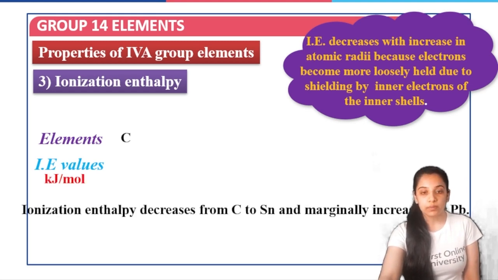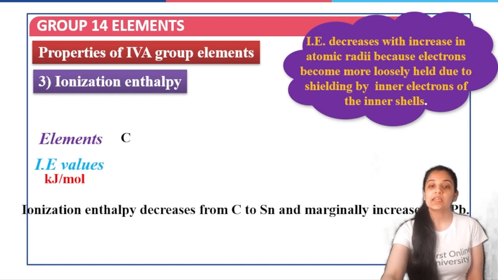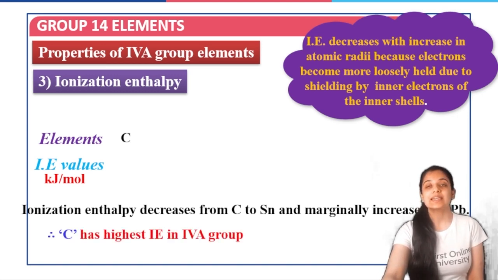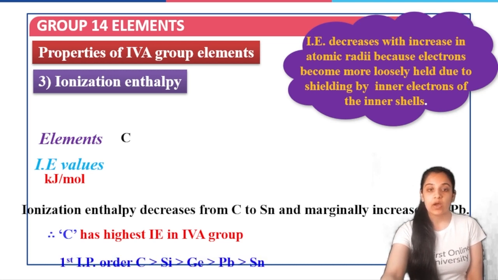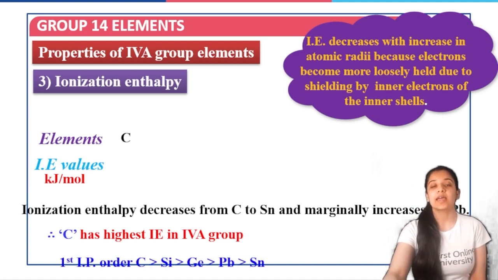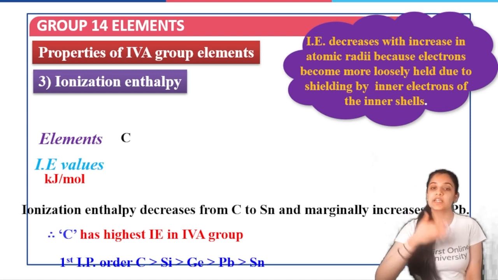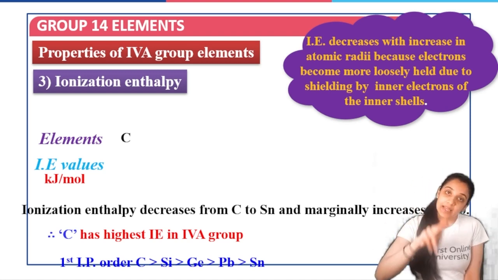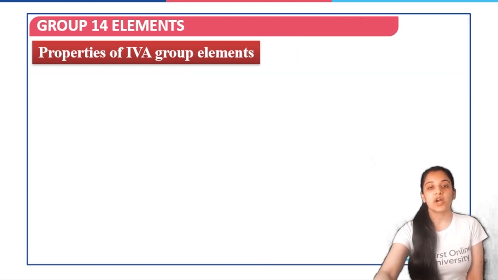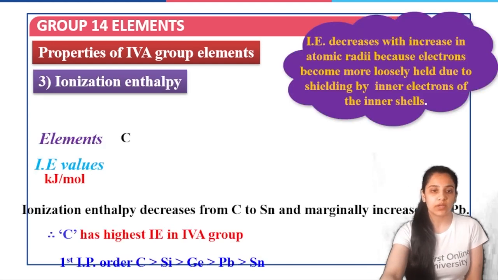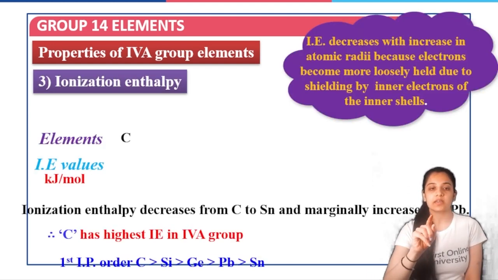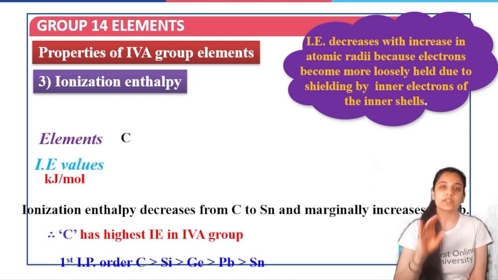If we talk about the elements of group 14 and the ionization enthalpy values in kilojoules per mole, we see that there is a significant decrease from carbon to tin, but marginally it increases for lead. Carbon has the highest ionization enthalpy, therefore the order would be carbon, silicon, germanium, lead, and then tin. Marginal increase. The values are not given, I think the table is missing here, but it's not so important. The order is what is important.